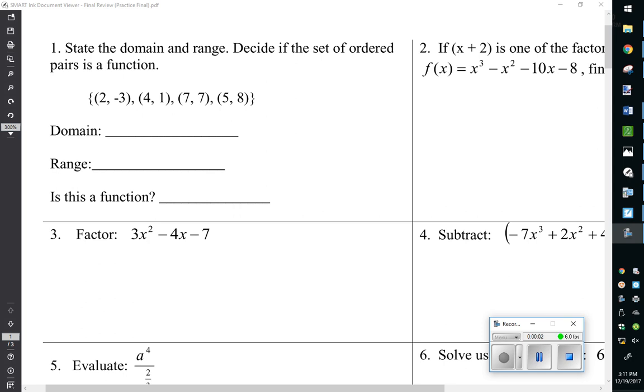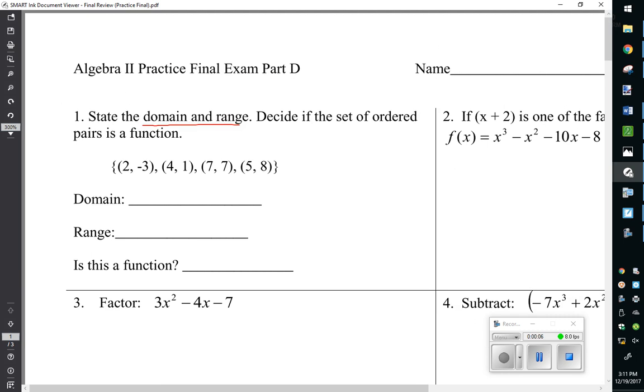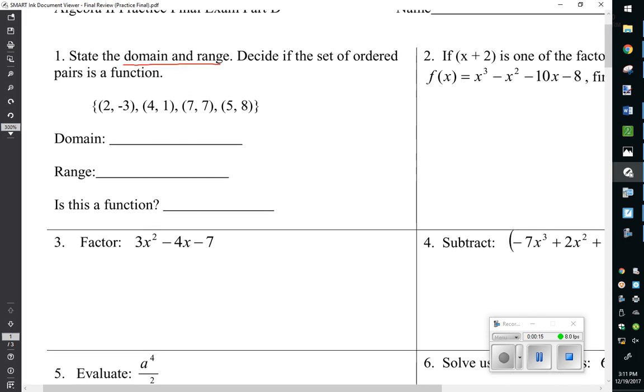Here we go. State the domain and range. This is Algebra II, Practice Final Exam Part D. This is our fourth and final review of me going over everything that's on the final. Should be ready to go after this.